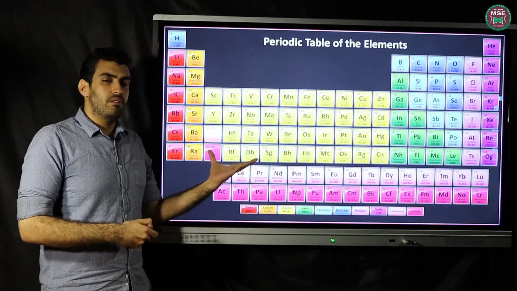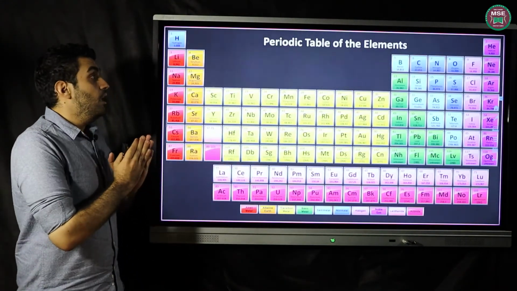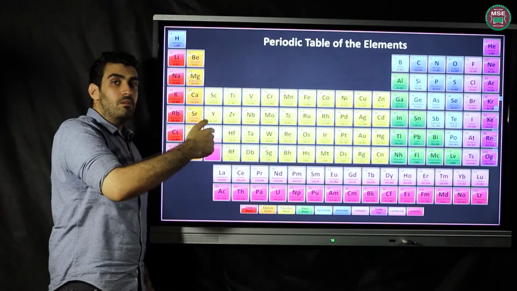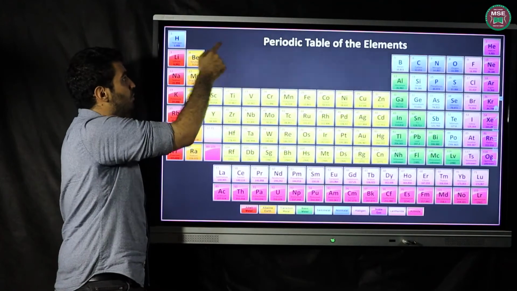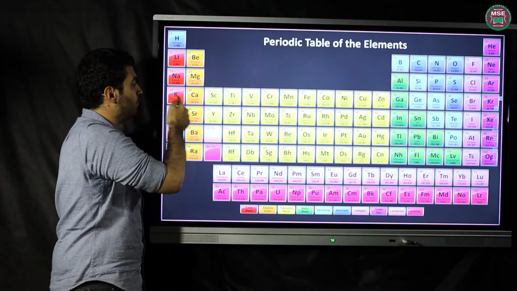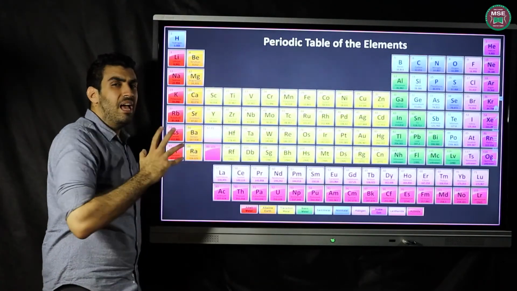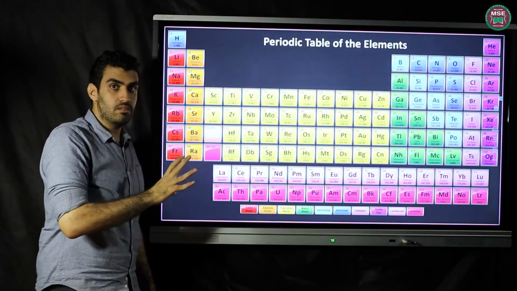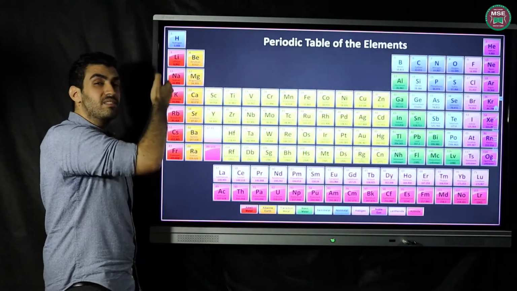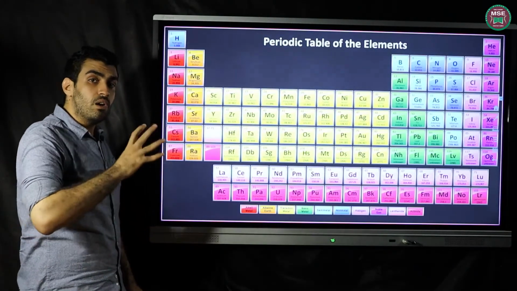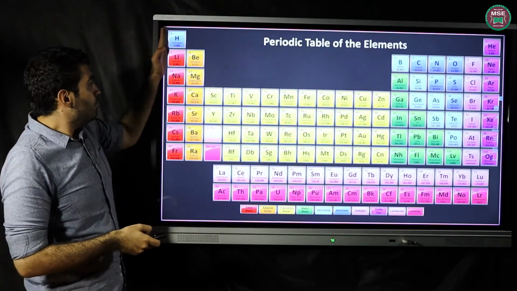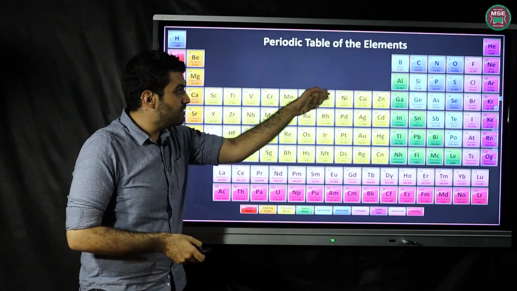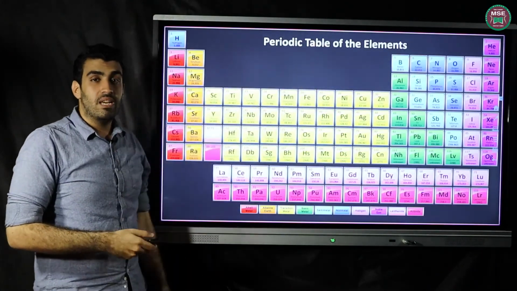This is the modern periodic table, okay? Let's take a look at it. Number 1, each row is called a period. So this is period number 1, period number 2, period number 3, 4, 5, 6, and 7. How many periods are found in the modern periodic table? 7 horizontal periods, okay? What about the groups, the columns that we now call groups? Group 1A, 2A, 3, 4, 5, 6, 7, 8, 9, 10, up to 18 vertical groups.